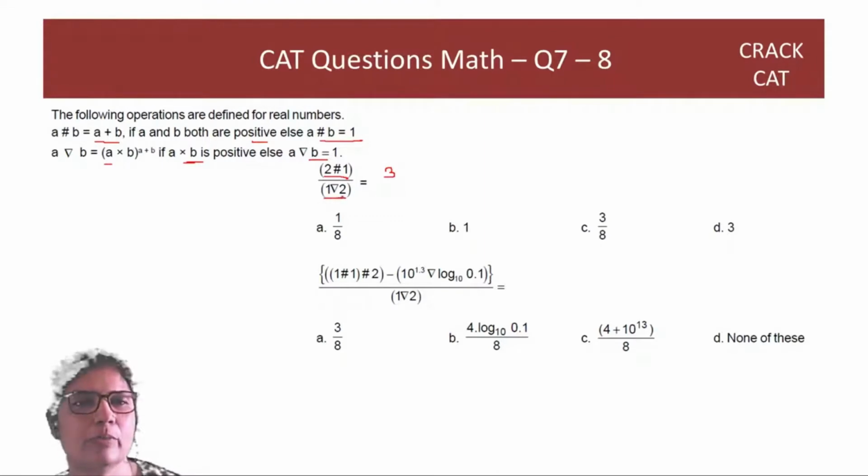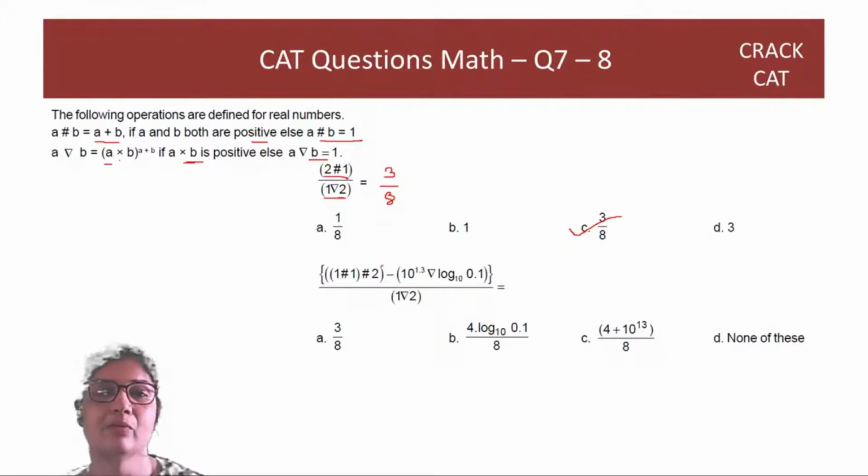1 triangle 2, the product is positive, correct? So it is 2 raised to 3, which is 8. So I get 3 by 8. So this is not a problem. Okay, great. Now we will solve this part. So hash, again the sum is positive, both A and B are positive. So this is 2 and 2 hash 2 will be 4. So this is 4.